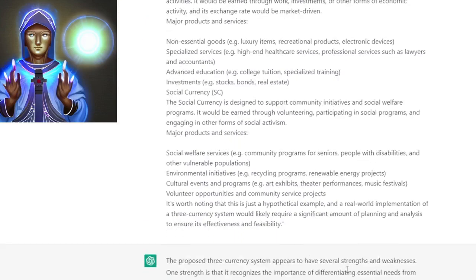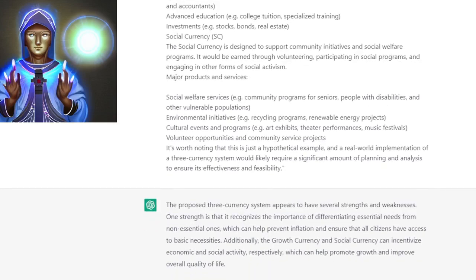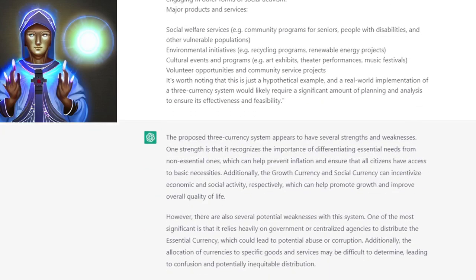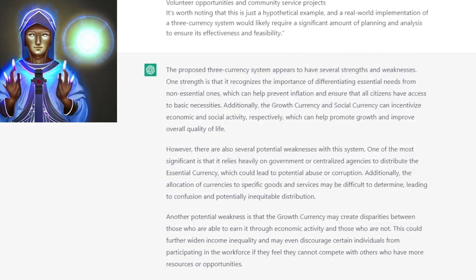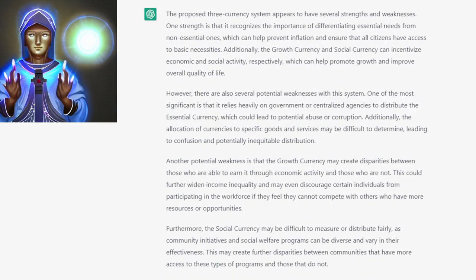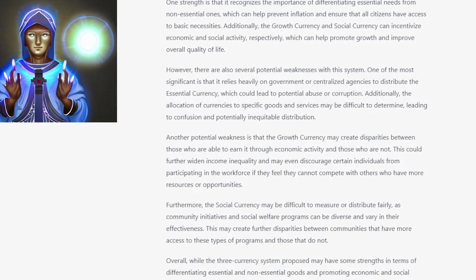The proposed three-currency system appears to have several strengths and weaknesses. One strength is that it recognizes the importance of differentiating essential needs from non-essential ones, which can help prevent inflation and ensure that all citizens have access to basic necessities. Additionally, the growth currency and social currency can incentivize economic and social activity, respectively, which can help promote growth and improve overall quality of life.